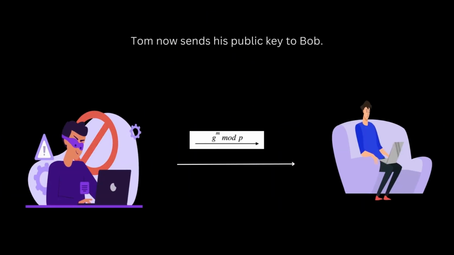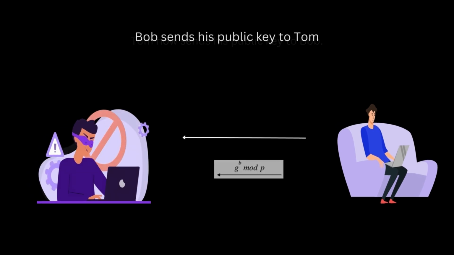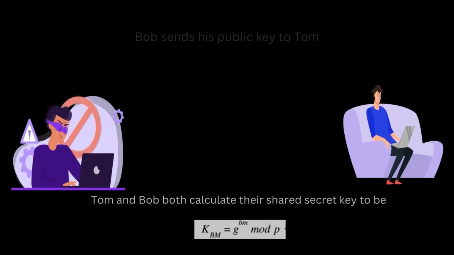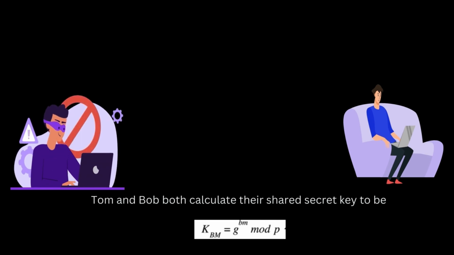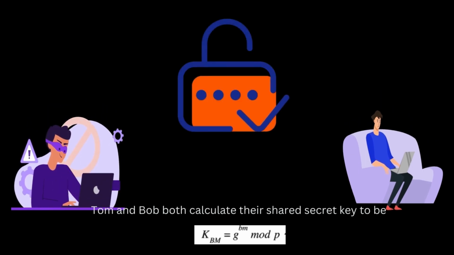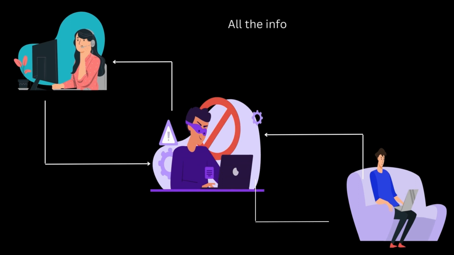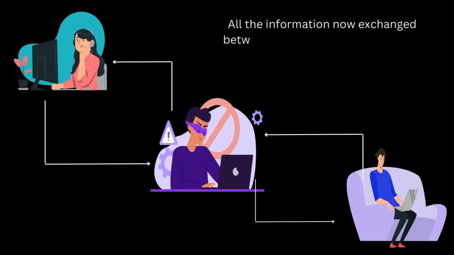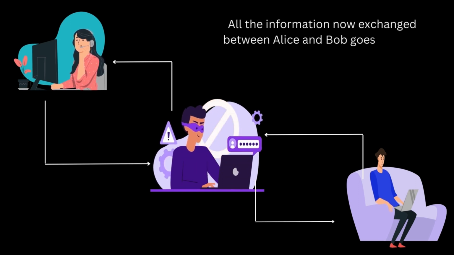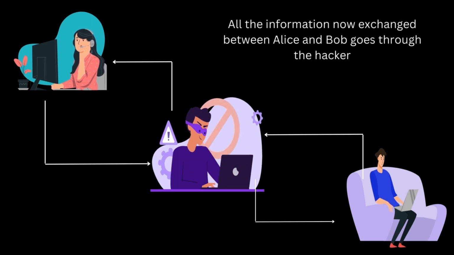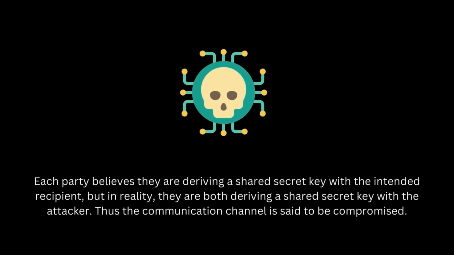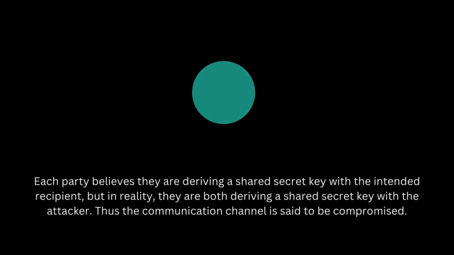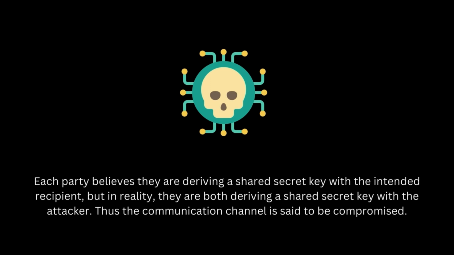Now Tom sends his public key to Bob, and Bob sends his public key to Tom. A secret key is now established between Tom and Bob, but Bob thinks it is with Alice, with Tom in the middle intercepting the messages. All the information now exchanged between Alice and Bob goes through him. Each party believes they are deriving a shared secret key with the intended recipient, here Alice and Bob, but in reality, they are both deriving a shared secret key with the attacker, Tom. Thus the communication channel is said to be compromised.